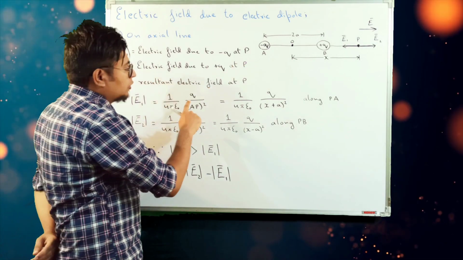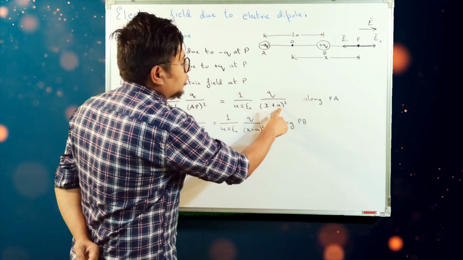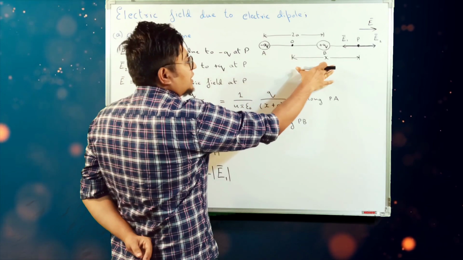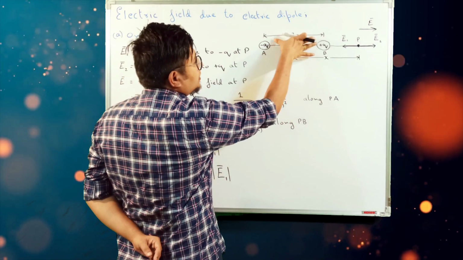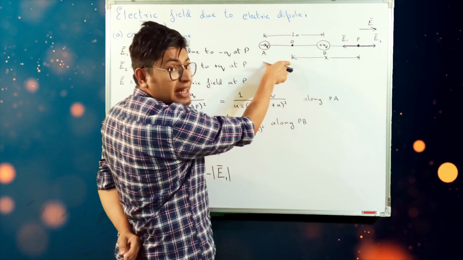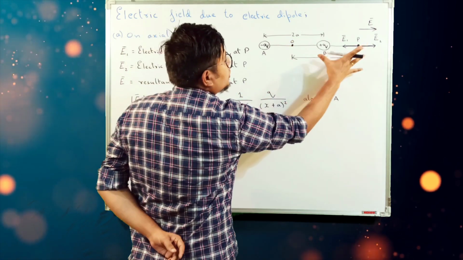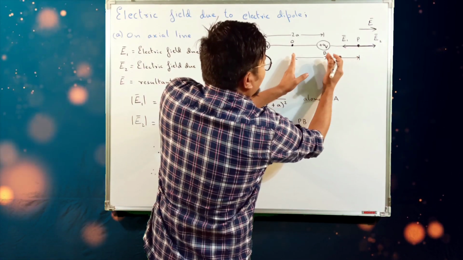So what is AP? It is (x plus a) whole squared. And how is it x plus a? Since this entire distance is 2a, half the distance is a, and the distance from the origin to point P is x.